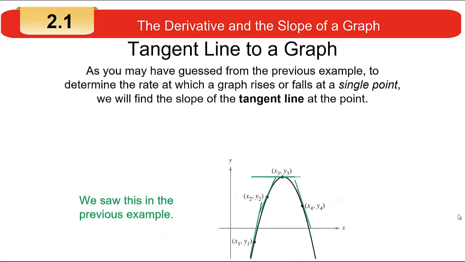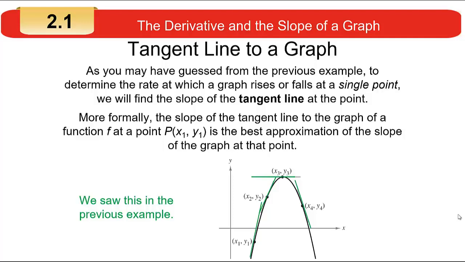As I said, and maybe you would have guessed on your own from this previous example, to determine the rate at which a graph rises or falls at a single point, we're going to use the slope of the tangent line at that point as the measure of rate of change. If we want to be a little more formal, we could say that the slope of the tangent line to the graph of a function f at a point p, x sub 1, y sub 1, is the best approximation of the slope of the graph at that point.